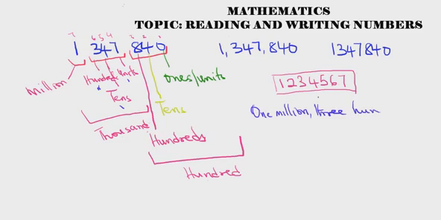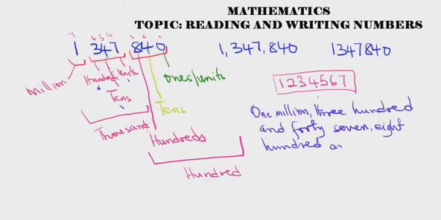300, 347. Also another comma. Then the next set of three numbers is in hundred, and we are reading it together as well. 840. So that is how you read the number, and that's how you write the number.